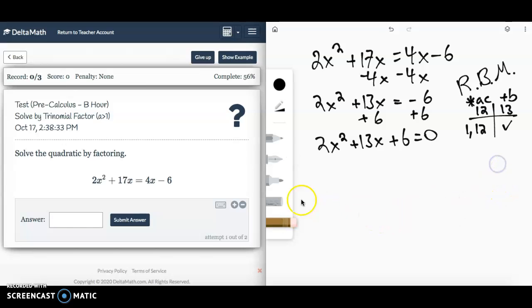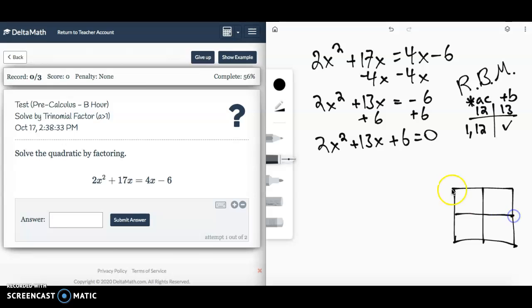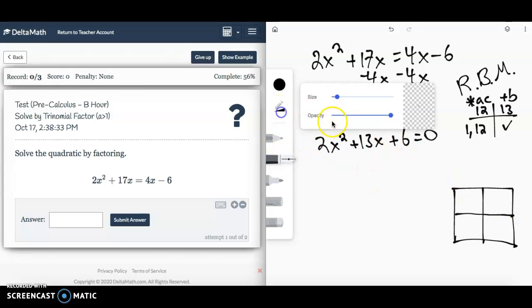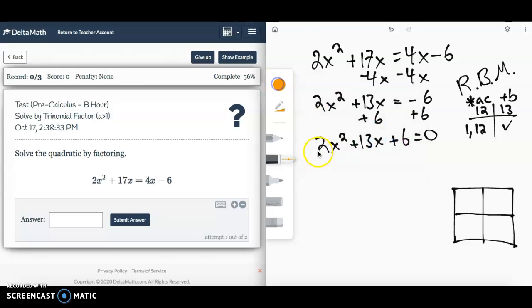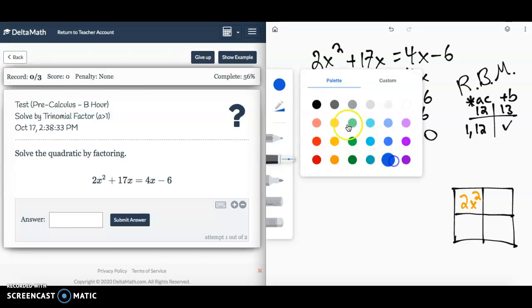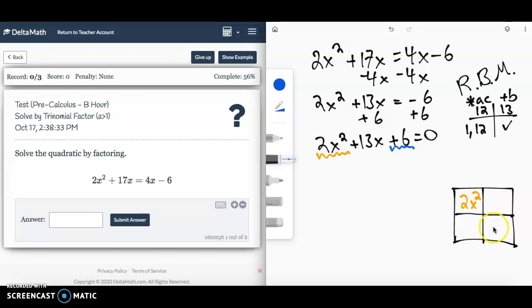All right, now that you have that, we're going to stick all of the important pieces in our box that I want to make sure to draw in a good spot. Again, I'll try to identify which pieces go where. My 2x squared goes in the top left-hand corner, and my constant plus 6 goes down here, positive 6. Then I take my factors that I just found and stick them with x's in my other two boxes. No, it doesn't matter which one goes where.